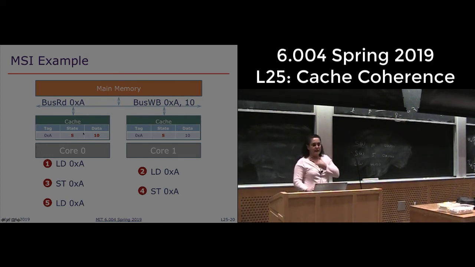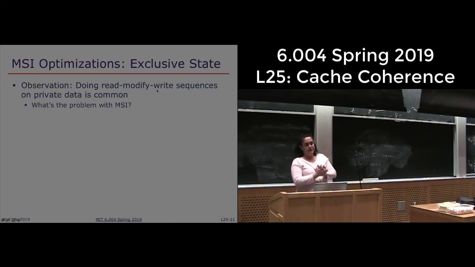Okay? And so now we're in the state where both of them have the value, they're both in the shared state, and they both have this most recent value, which is 10, which you'll notice hasn't necessarily made it to the main memory yet, but will because of this write back. Okay? All right, so what are some observations that we could make about this MSI protocol?